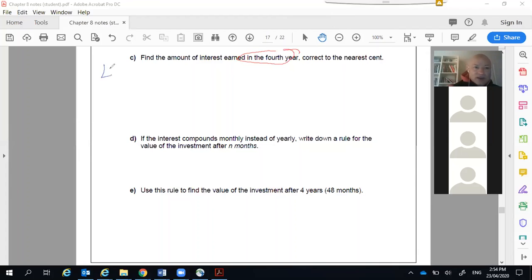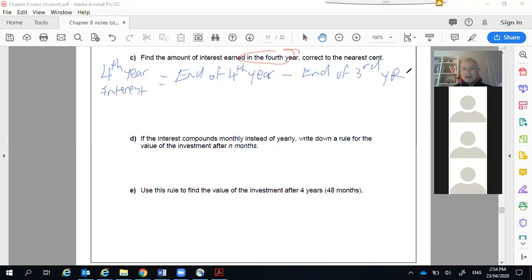So 4th year interest equals end of the 4th year, what we've got in there, minus end of the 3rd year, because we're not adding any money in. So at the end of the 3rd year, if we've got so much money, and then at the end of the 4th year, we've got another $2, that means the interest was $2. So that's what we're going to work out.